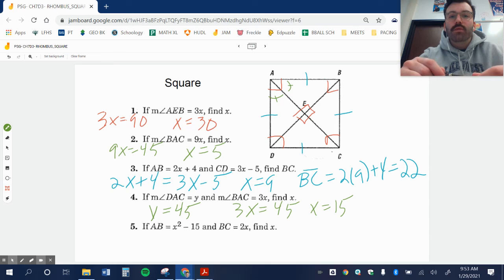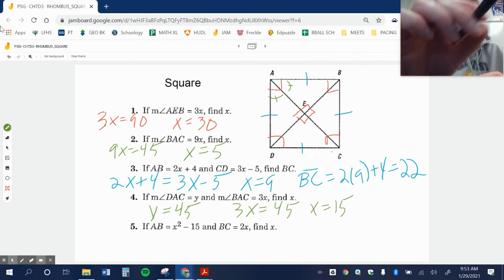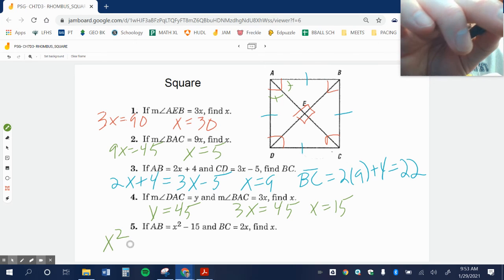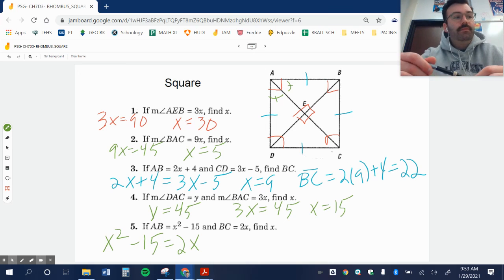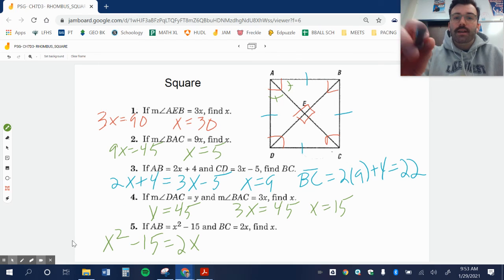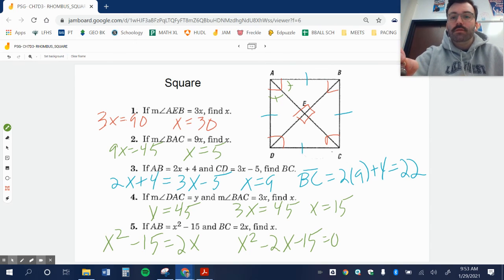AB is x squared minus 15. BC is 2x. So these two sides we know are congruent, so I can set these expressions equal. I can say that x squared minus 15 equals 2x. Hope you recognize now we're going to have to factor, so I have to move this 2x to the other side to make it x squared minus 2x minus 15 equals 0.